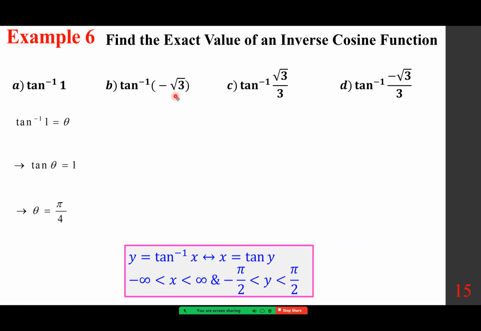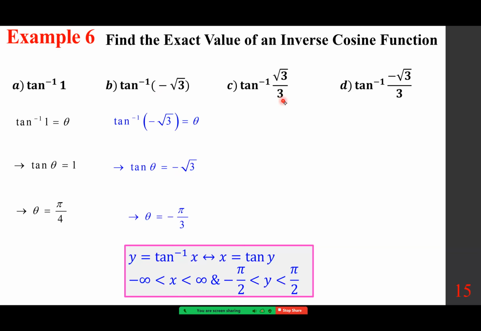Part B, set it equal to theta. By definition, tan of theta becomes minus the square root of 3. And remember the restriction from minus pi over 2 to pi over 2 for theta. So square root of 3 is pi over 3. Negative square root of 3 is minus pi over 3. In the fourth quadrant, sine is negative, tangent is negative.